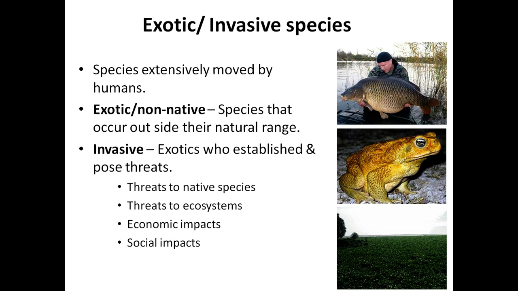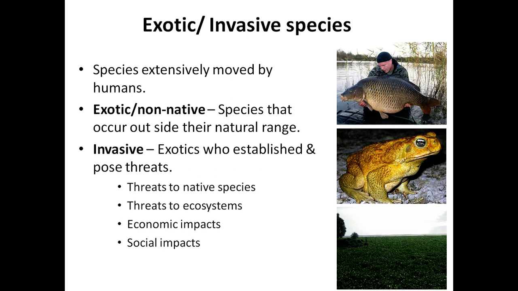Some species occur outside of their natural range, and we call them either exotic or non-native species, and in some cases we call them alien species. However, some of those will establish and they actually start making some issues. Some of them threaten the native species or native ecosystems. In some other cases, they cause economic or social impacts. Once they reach that level, the noxious level, we call them invasive species.